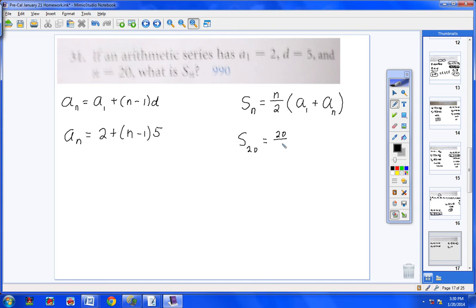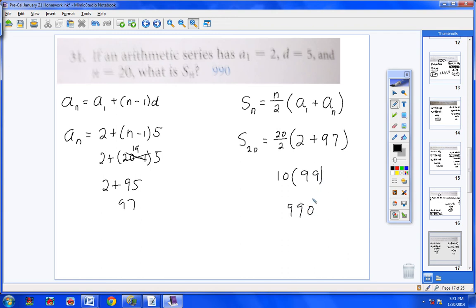So if we're finding the sum of the first 20 terms, that would be the sum of 20 equals 20 over 2. Your first term is 2, and our last term we don't know. We can find it real quick. Put a 20 in for n, and we'll have our 20th term. 20 minus 1 is 19, and 19 times 5 is 95, so 2 plus 95 is 97. So I know my 20th term is 97. So 20 divided by 2 is 10. 2 plus 97 is 99, and 10 times 99 is 990. There we go. Very good.